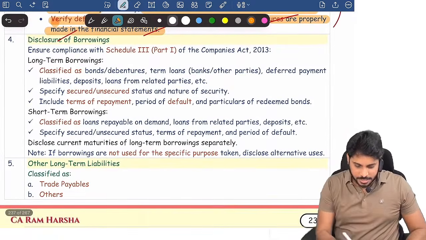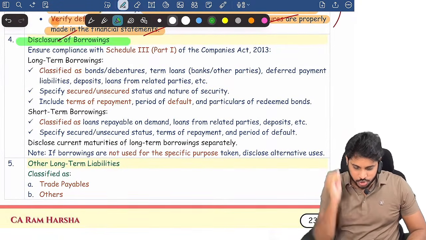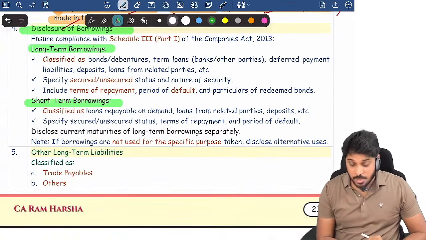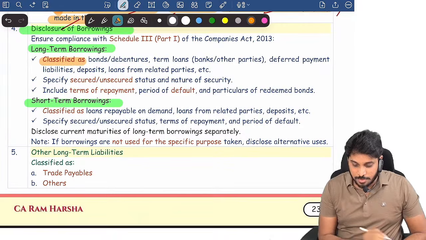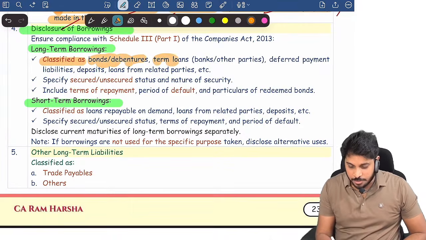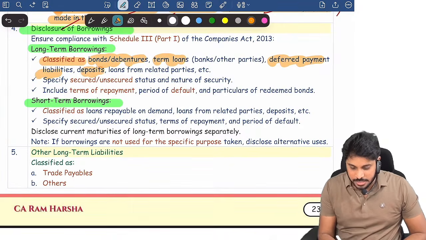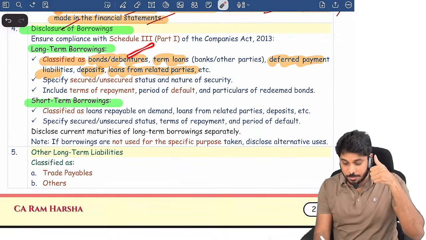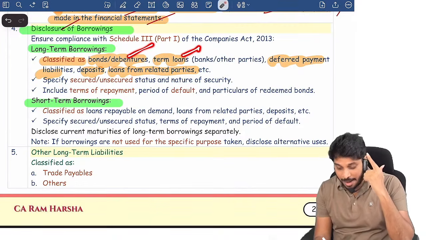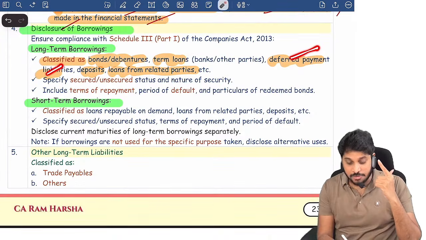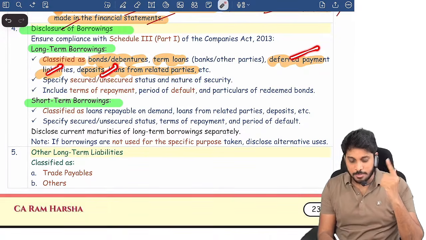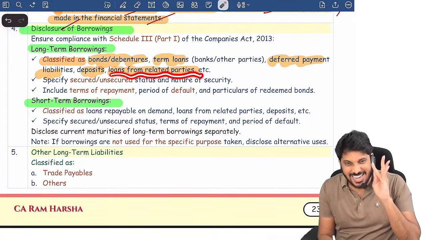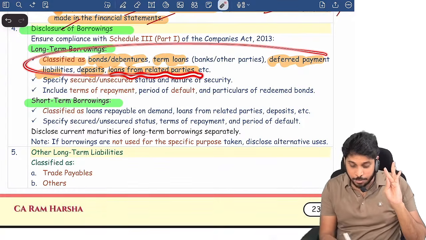Then coming to disclosure of borrowings. What we need to disclose? Long-term borrowings and short-term borrowings. Long-term borrowings will be classified as bonds and debentures, term loans, deferred payment liabilities, deposits, and loans from related parties. How much is for bonds and debentures? How much is in the form of term loans from banks and FIs and related parties? How much are deferred payment liabilities? And how much of them are deposits, loans, all that. Deposits means what? Public deposits or any other loan from related party. You should show breakup like this.